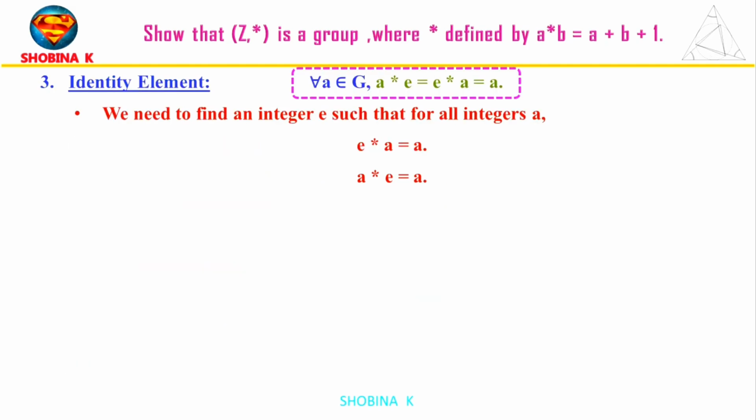Now let's see the identity property. The identity property states that there exists an element in the group called the identity element. When the identity element is combined with any other element in the group, the result is the other element itself.